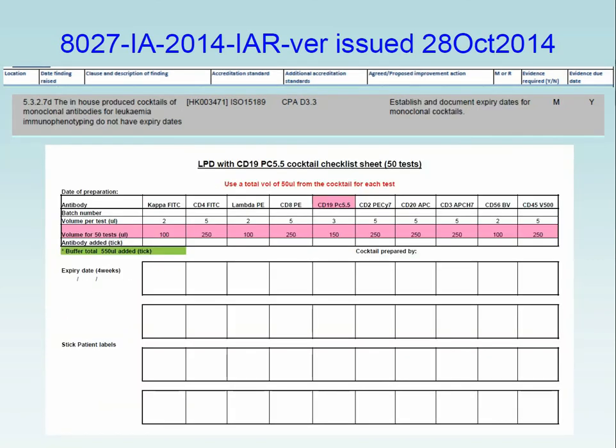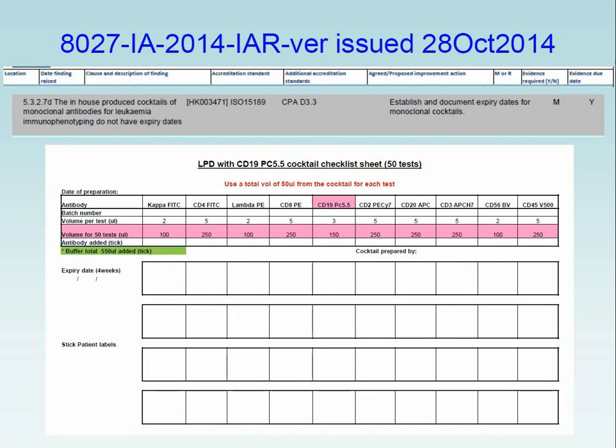Okay, the in-house produced cocktails of monoclonal antibody for leukemia phenotyping do not have expiry dates. Of course, all the individual components had expiry dates, but we changed the formulation when we mixed them all together. And our inspector decided that we needed to have an expiry date on the vial.